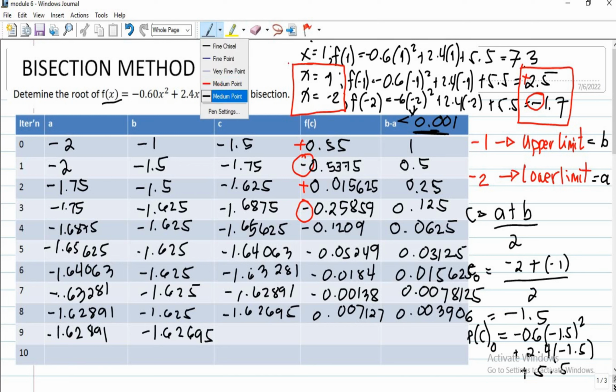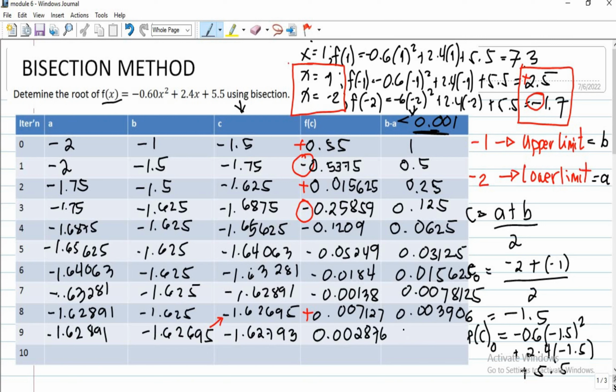Again, you try to look here. Yung aking FC dito ay naging positive. Kaya nag-remain si A as negative 1.62891. Pero si B, nagbago siya. Naging negative 1.62695 siya. Then, I'll take the value of my C for my iteration 9. That is equal to negative 1.62793. The function is 0.002876. The difference now is equal to 0.0019.